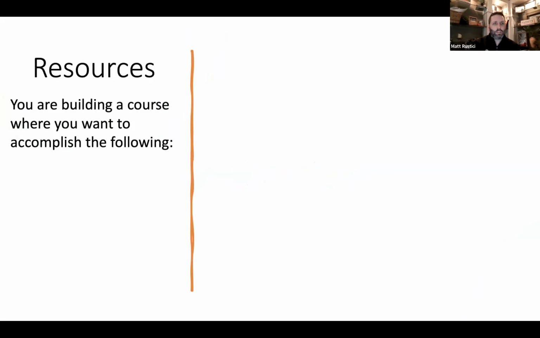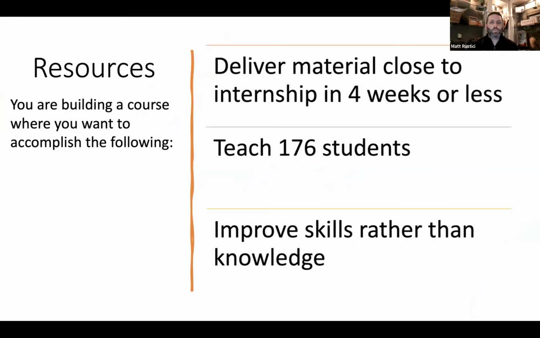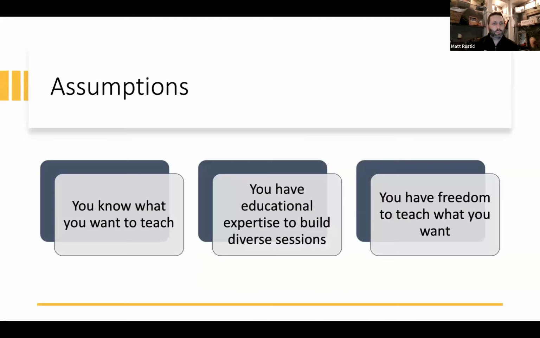So follow me as if you are developing a course and you have similar resources to us. So you don't have a whole lot, but you want to deliver it for 4 weeks. You have 176 students to teach, and you're really focused on improving their skills rather than knowledge. You want them to be day one ready. You don't want them to review some things that they may not know. So we're trying to perfect skills that they should be good at, but not good enough to be ready on day one of intern year. So what are we going to do?